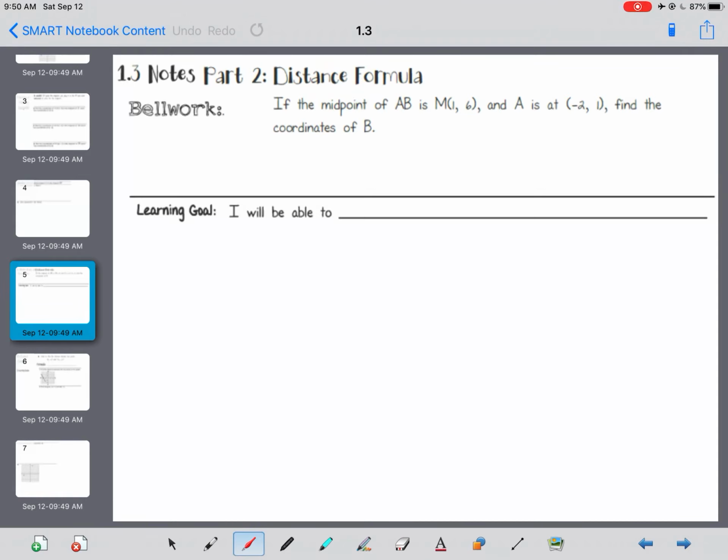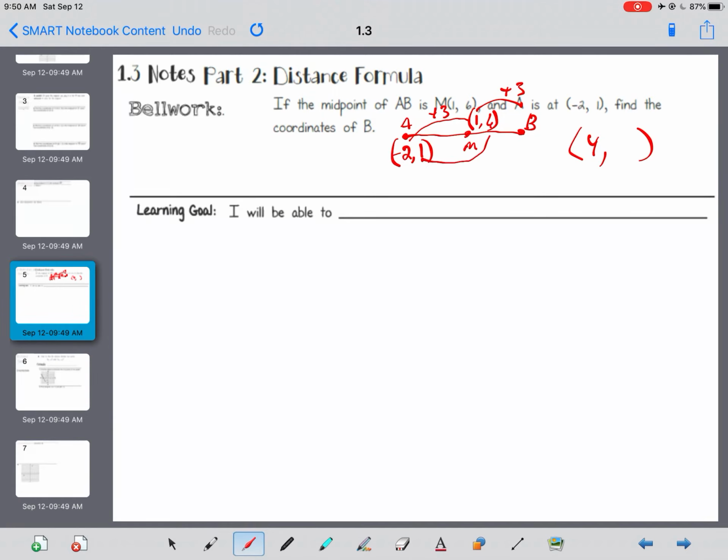So if the midpoint of AB is M, we go from A to B, and M, the midpoint, is in the middle, at 1, 6. And A is at -2, 1. Then find B. Again, I like counting better than I like mathing for this direction. I like drawing the little picture of it. From -2 to 1, -2 to 0 is 2, up one more is +3, so we've got to add 3.